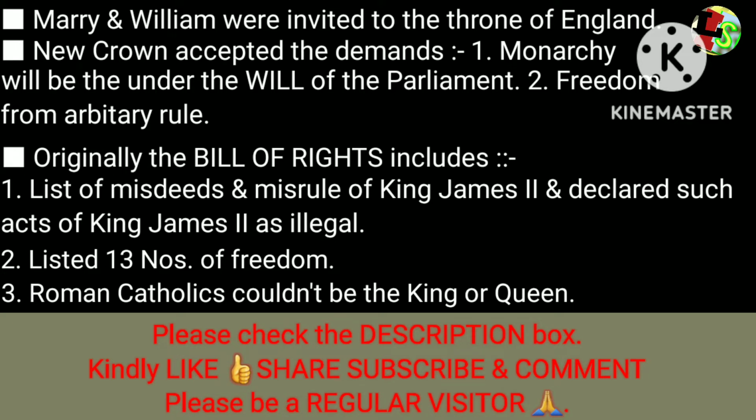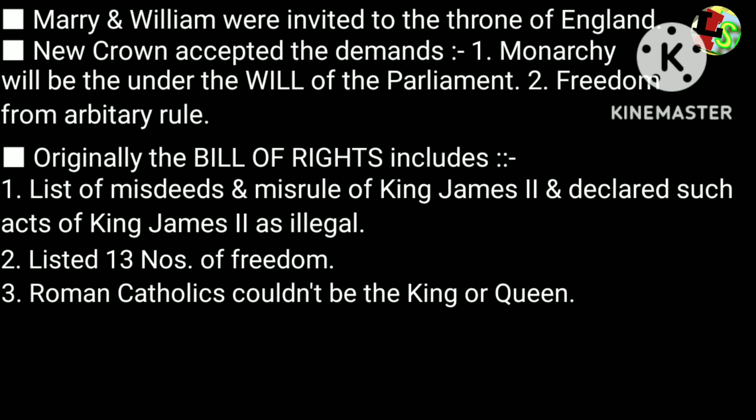Five, freedom from fines and forfeitures without trial. Six, freedom from taxation by royal prerogative, that is, no tax can be levied upon civilians or common people without the consent of the Parliament. Seven, freedom of speech of the individual. Eight, freedom from a standing army during peacetime without the consent of the Parliament. That is, the Crown cannot deploy the army upon civilians during peacetime. Nine, no suspension of laws without the consent of the Parliament. And the third point is, a Roman Catholic couldn't be the king or queen.